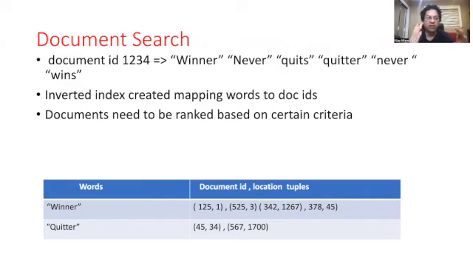Because normally when we think of a document, we talk about the forward index, that this document contains all these words. So instead of document to words, we create an inverted index where a word is mapped to all the documents. So here, if you see the example, a word is winner, and not only the document.